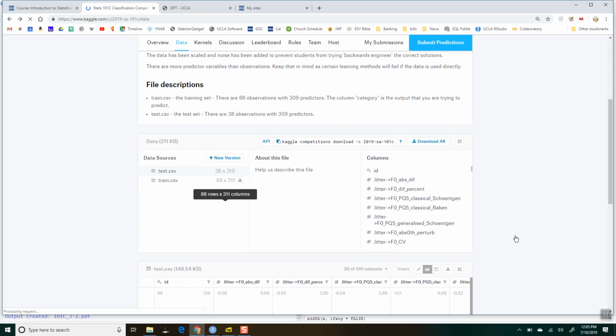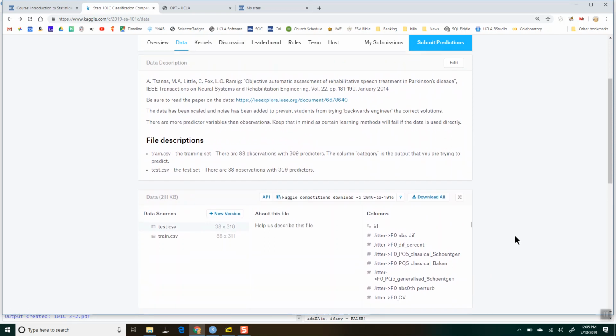And you'll see all of the predictors. Basically, this is based on some speech software or something. So people with Parkinson's disease, which is a neurodegenerative disease, as the disease progresses, the person's ability to speak worsens, and they become more and more difficult to understand.